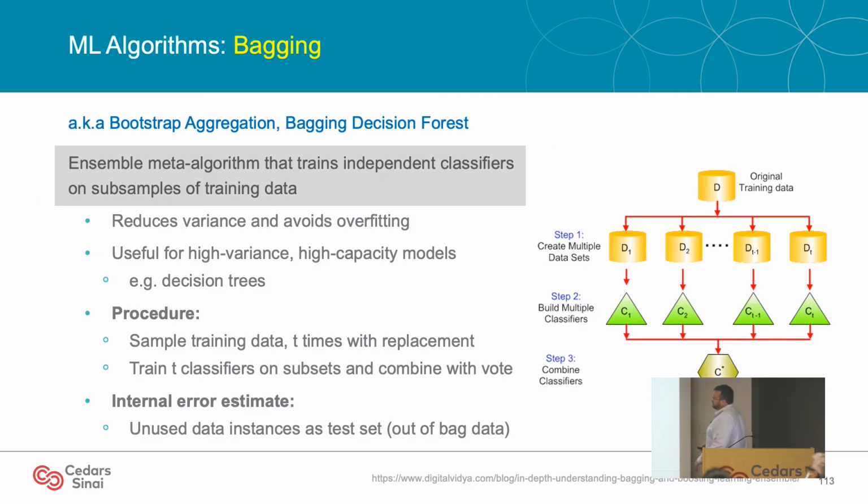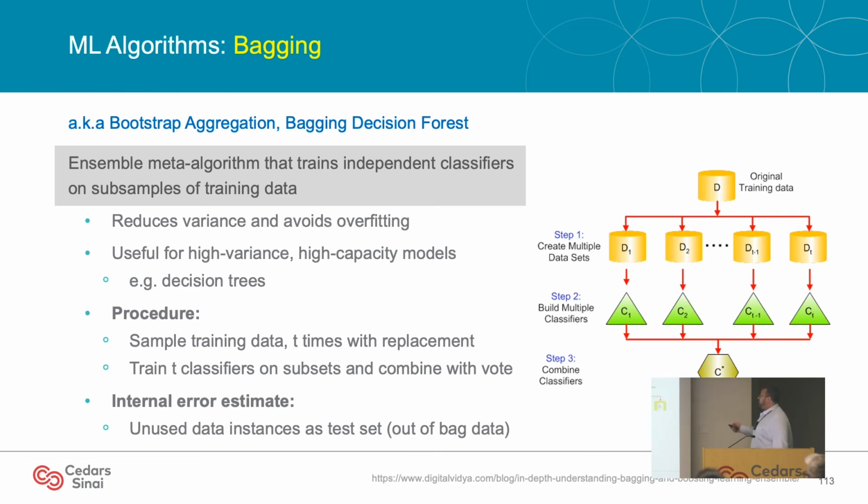So bagging, also known as bootstrap aggregation or bagging decision forest. This is an ensemble meta algorithm that trains independent classifiers on subsamples of the original training data set. It does this to reduce overfitting and variance, and it's really useful for models that have high variance, high capacity models like decision trees. So this is the procedure.